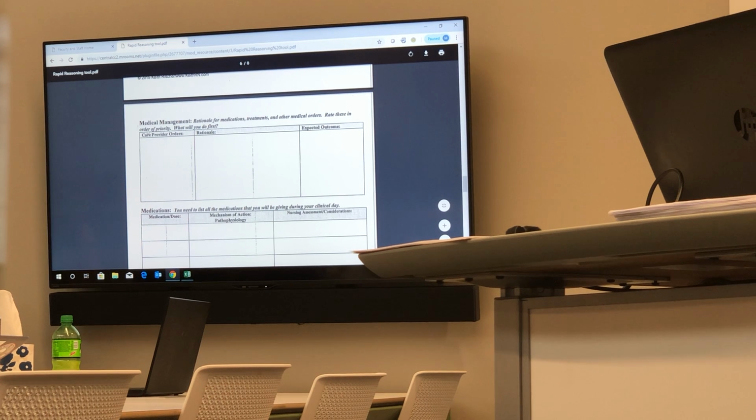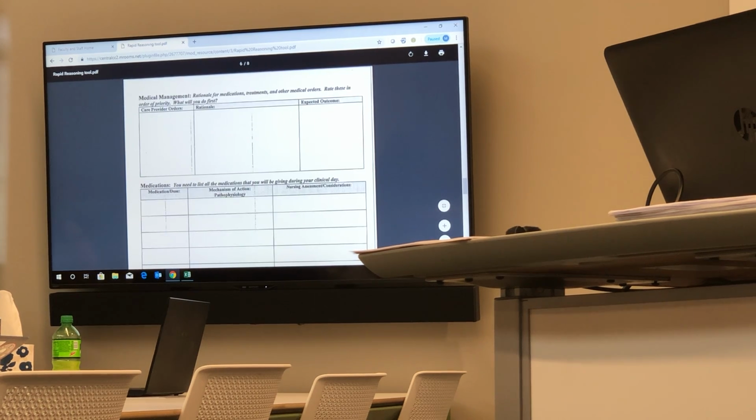So, here are some orders that are going to be a big deal to me, and here's why. And here's why the doctor was thinking that. These are the care provider orders that you might have, and they give you new orders throughout the day. There may be new orders depending on changes that happen, or when they make rounds.